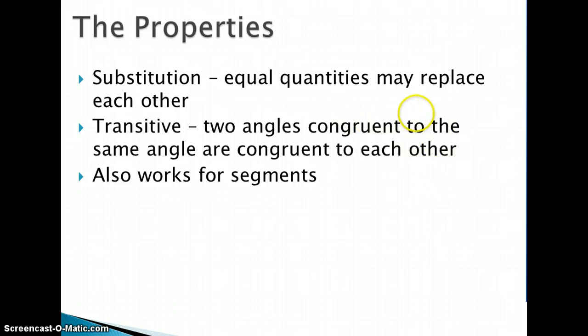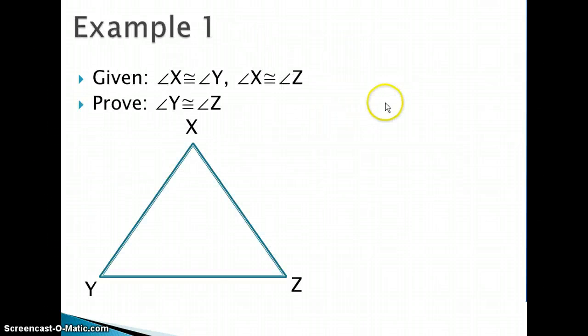place. The transitive property is a similar property, but it's a very specific case of it. It says if two angles are congruent to the same angle, then they must be congruent to each other. And that also works for segments. So if I know specifically that angle A is congruent to angle B, and angle B is congruent to angle C, then angle A must be congruent to C. They're all equal. So we're going to look at a proof with this.